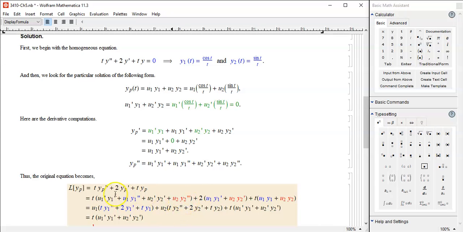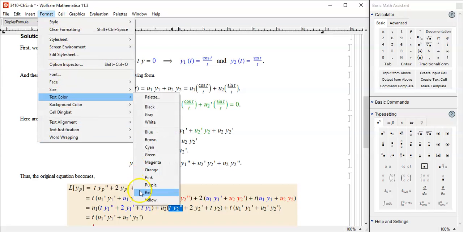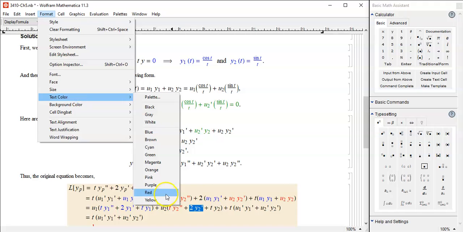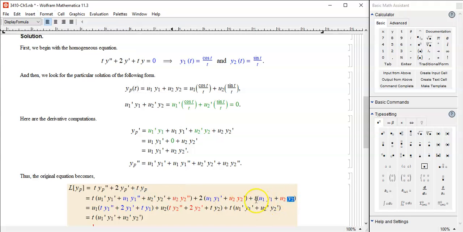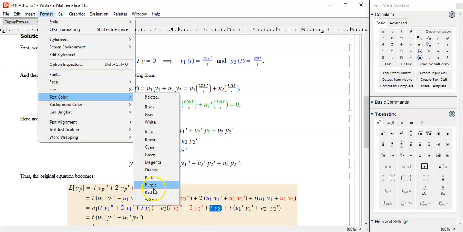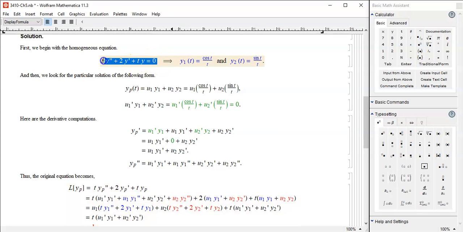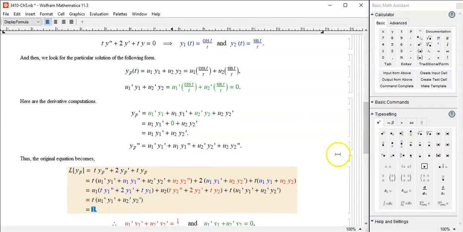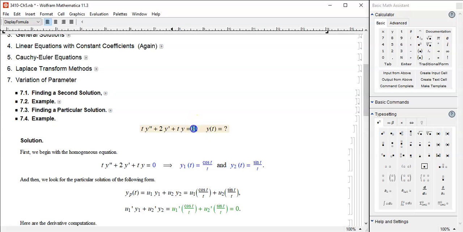And then this is y2 double prime plus t, so we're going to get this term. And then y2 prime times 2, so we're going to get this term. And finally, this y2 times t, that'll give me the last term. And what did I end up with? Again, the same deal, that adds up to 0. So what's left is only this part, and that is equal to 1, the non-homogeneous part, the right-hand side.